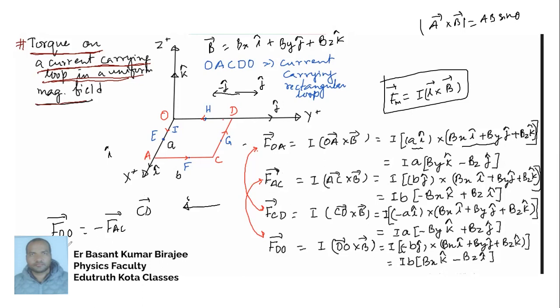And F_OA and F_CD means F_CD is negative of F_OA. This thing should be clear.